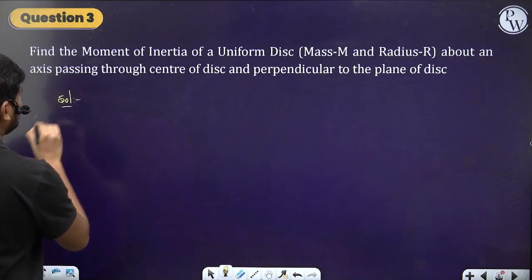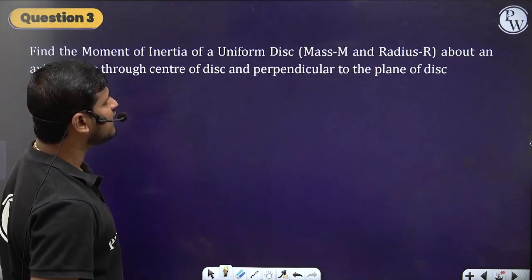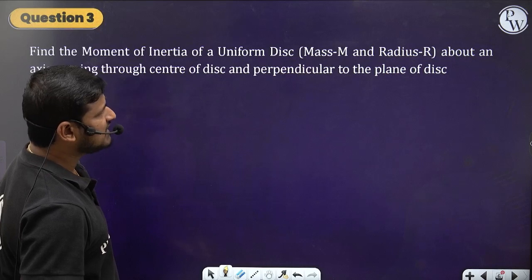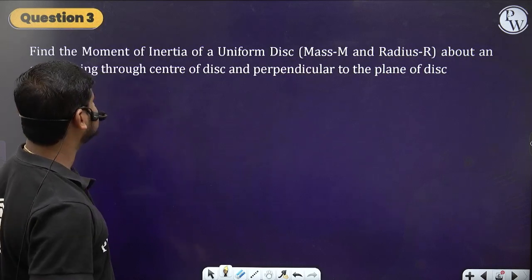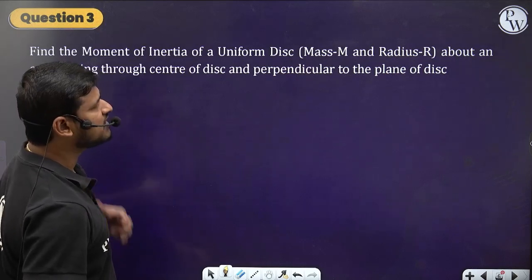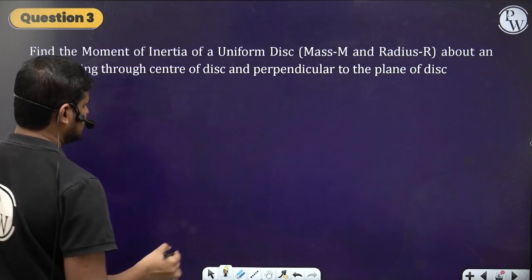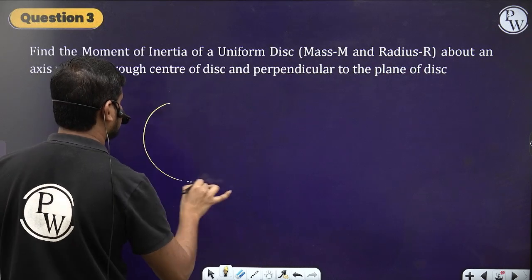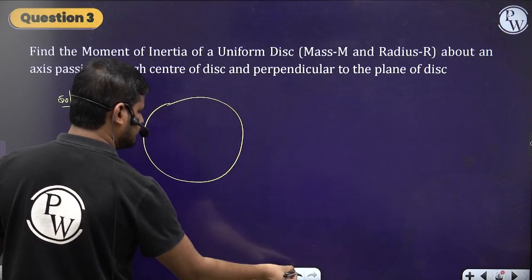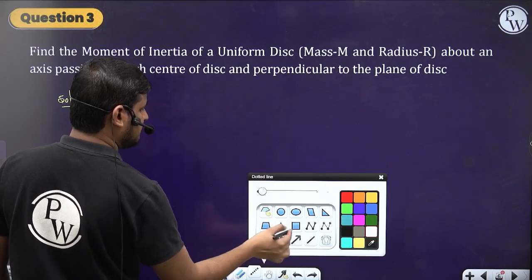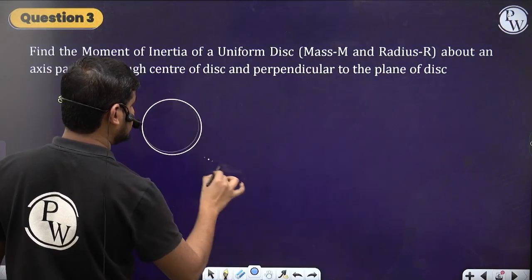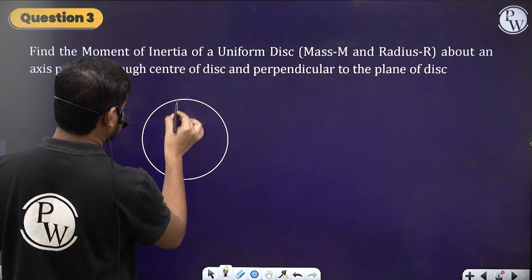find the moment of inertia of a uniform disk of mass m and radius r about an axis passing through the center of the disk and perpendicular to the plane of the disk. See here, just imagine you have a disk here. The disk means completely solid, guys. So this is a disk, completely solid.